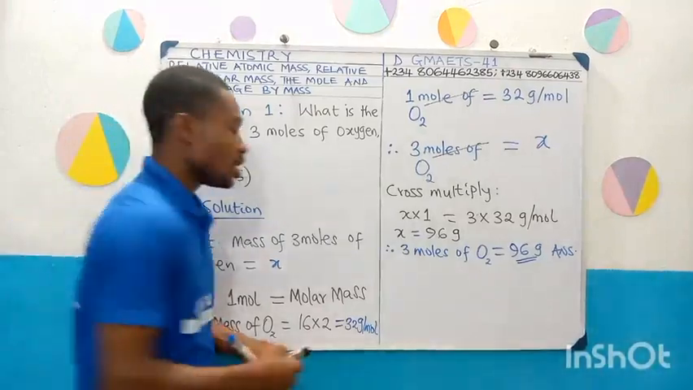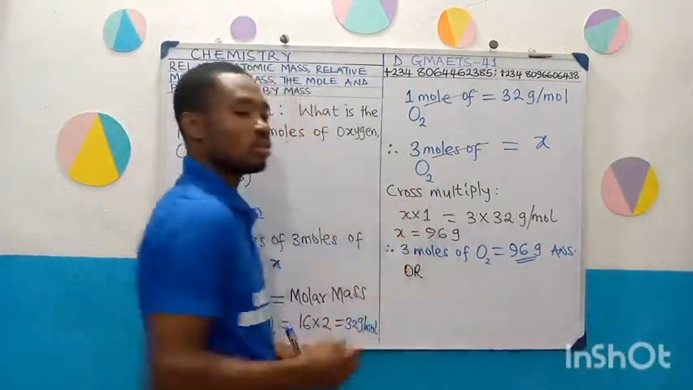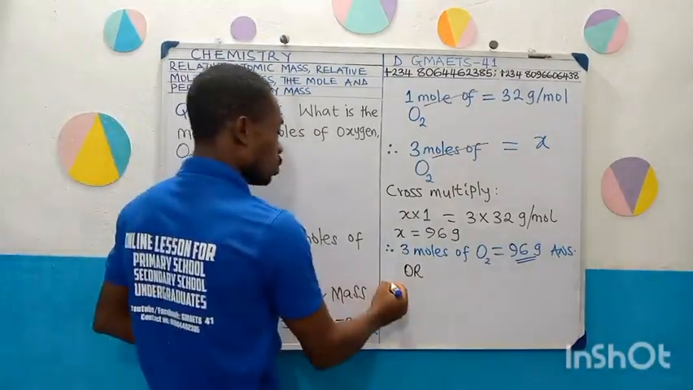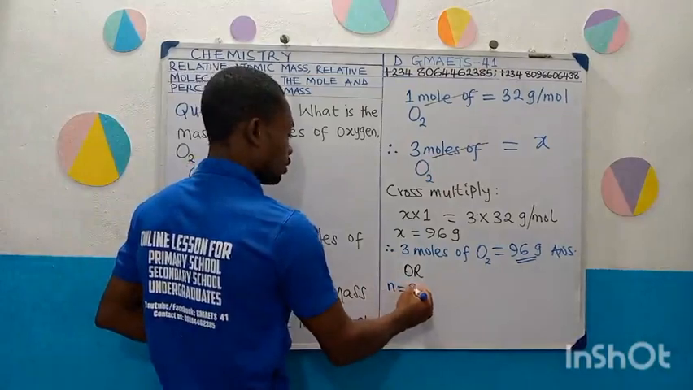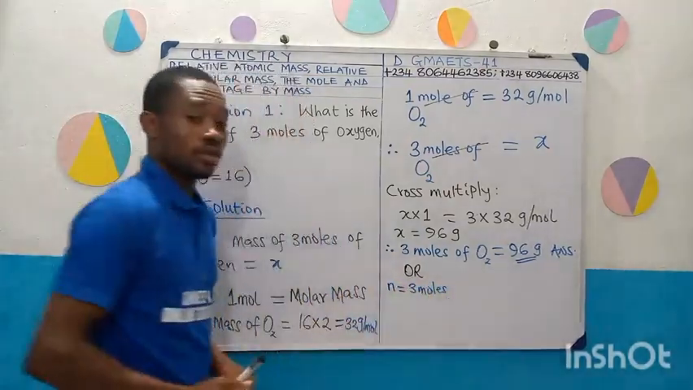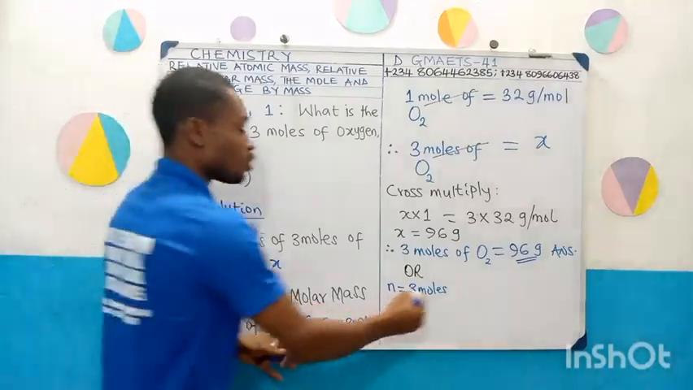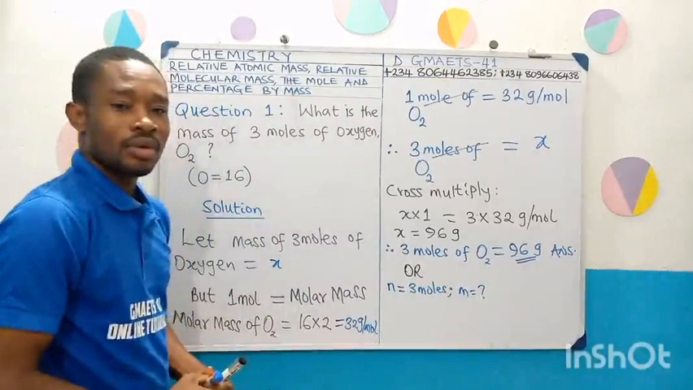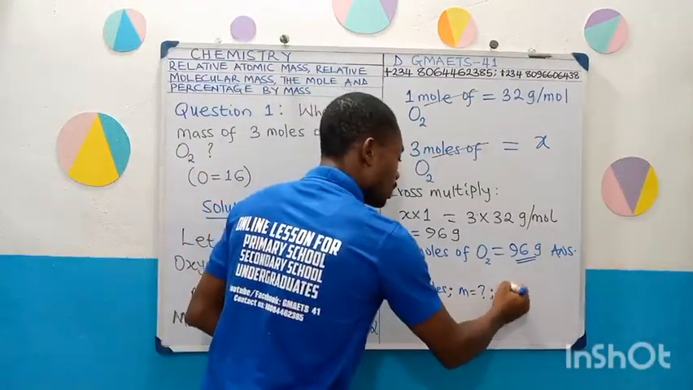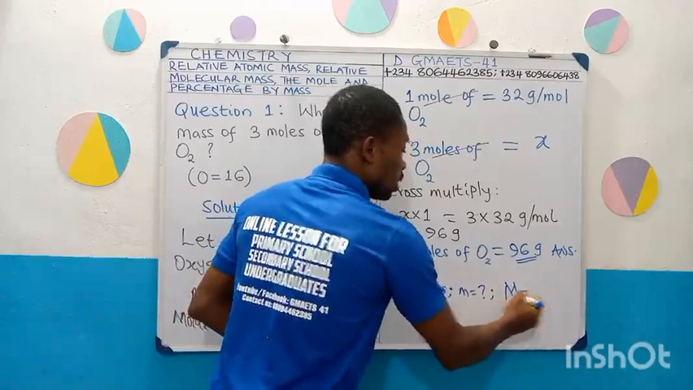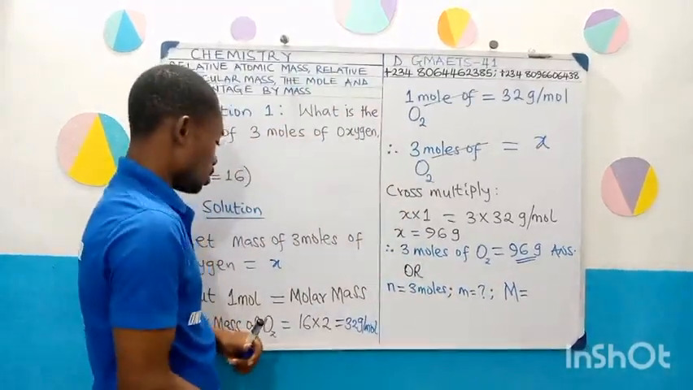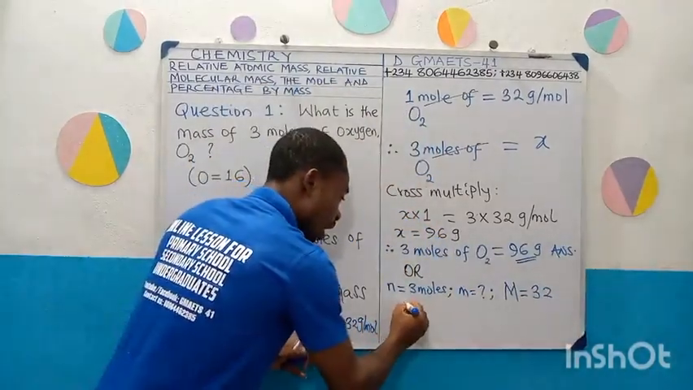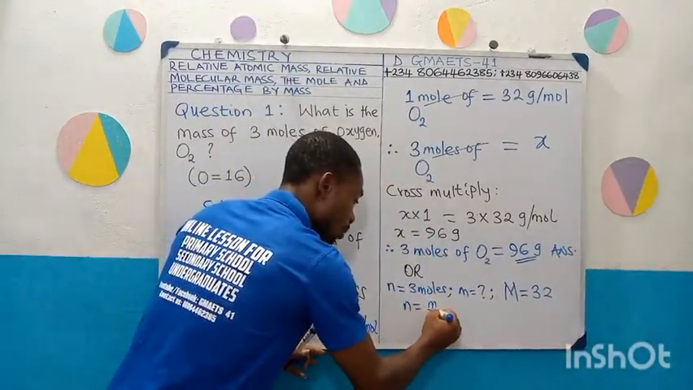Method 1. Now method 2, I can use the formula directly. From the question, I know that the number of moles, small letter n, is equal to 3. They're asking me to find the mass of these 3 moles. I don't know the mass, but I know the molar mass of oxygen, capital letter M, of this oxygen molecule, is 32. So I will now use this formula: n equals mass over molar mass.